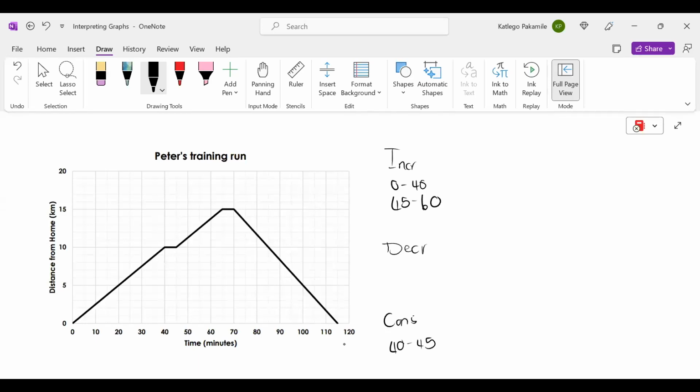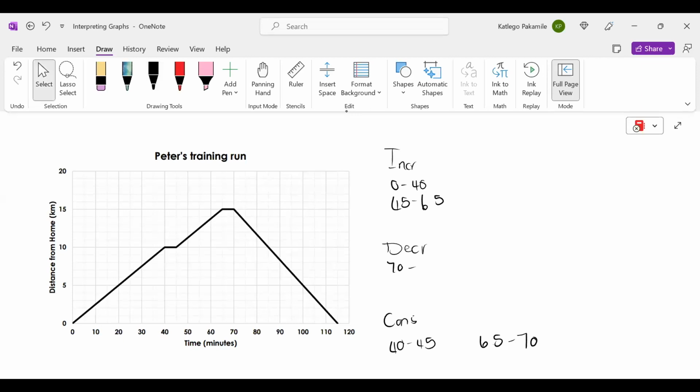Then what happens at 60? Are you sure it's 60? Carefully. Oh, it's 65, ma'am. There we go. Then what happens from 65? From 65 to 70, it stays constant. Then what happens from 70? From 70, it decreases again. There we go. So from 70 onwards, it is decreasing.